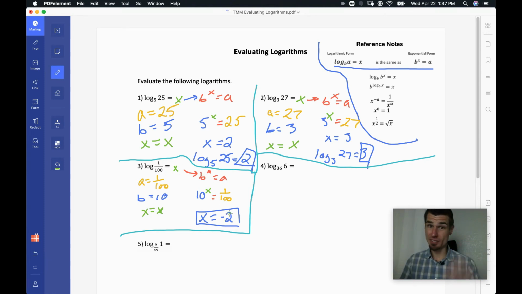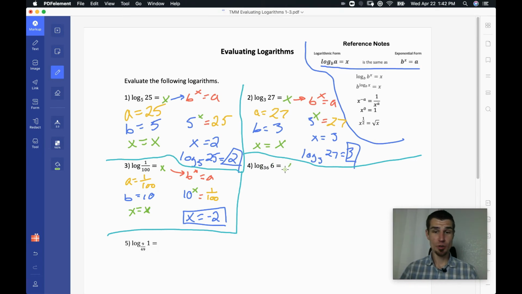We have to keep our eyes out for these things. So for this one, we're just going to go about it the same way. Just set it equal to x. Makes finding all of our letters a little easier. We want to find our a, b, and x.